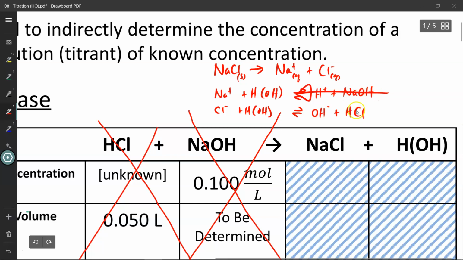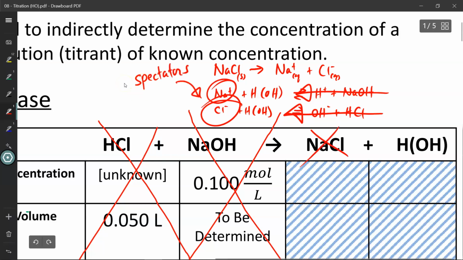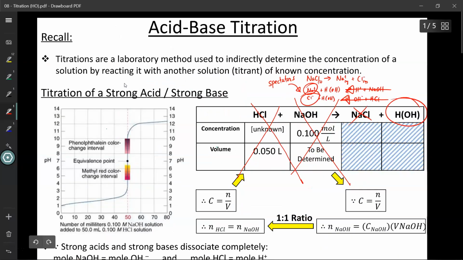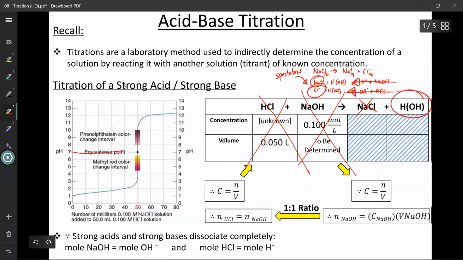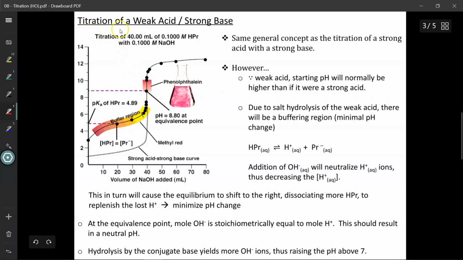Similarly, HCl is a strong acid. It doesn't stick together, it completely dissociates, or ionizes rather. It too will break up. Therefore, neither the sodium nor the chlorine will affect the pH. We call them spectators. All right, so really, the only thing that will affect the pH now is just water. And because water has a pH of 7, therefore the equivalence point for strong acid, strong base titrations is a pH of 7.